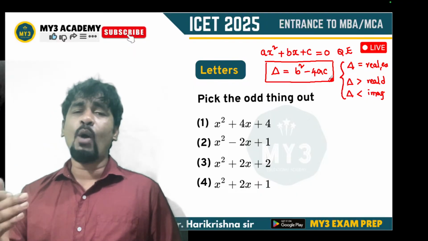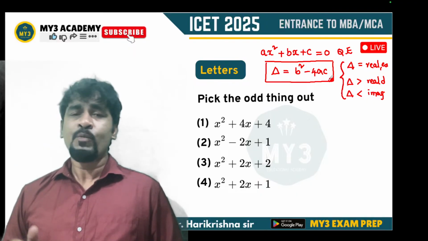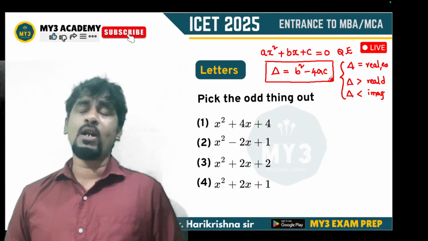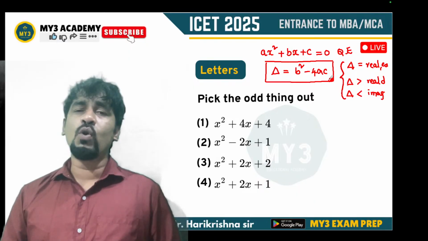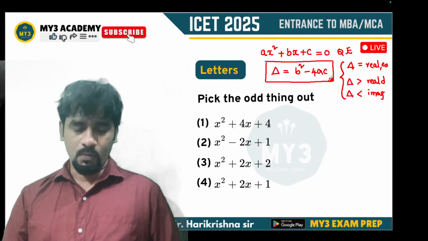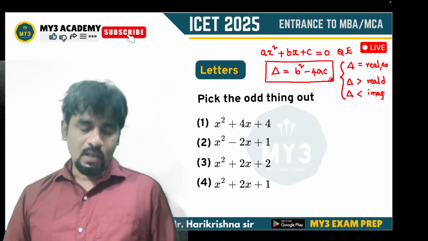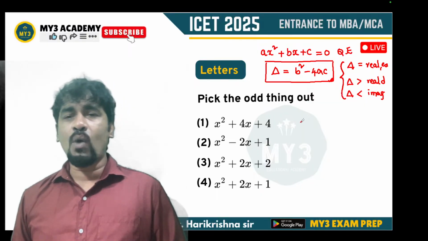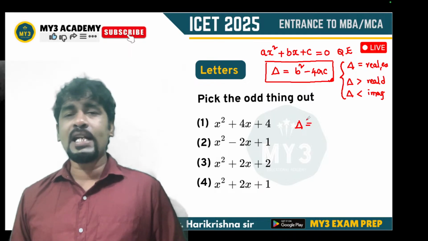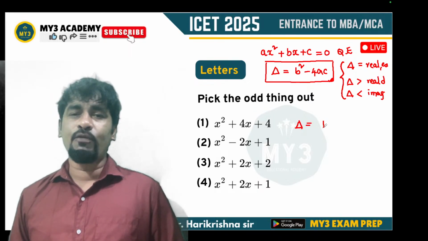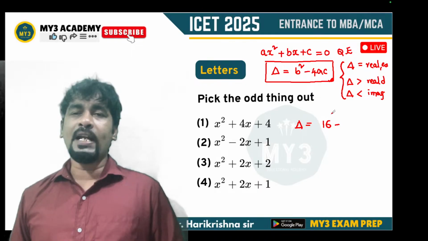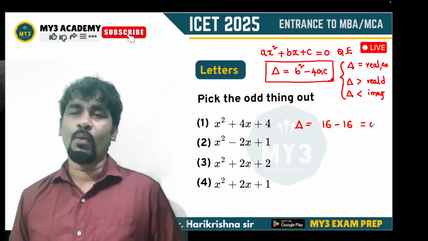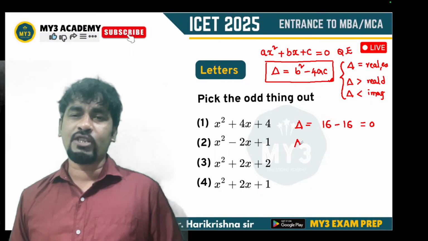Now we have 1, 2, 3, 4 option choices. All these are quadratic equations. To figure out the odd man out here, I suggest you find out the discriminant value, the delta value. Then you will be able to understand some logic. The delta value here is b square, 4 square, 16, minus 4ac, 4 into 4, 16. 16 minus 16 is equal to 0. So I am getting delta as 0 for the first option.